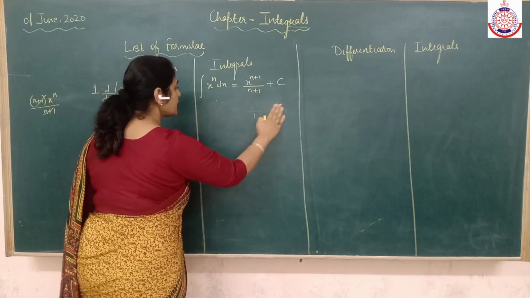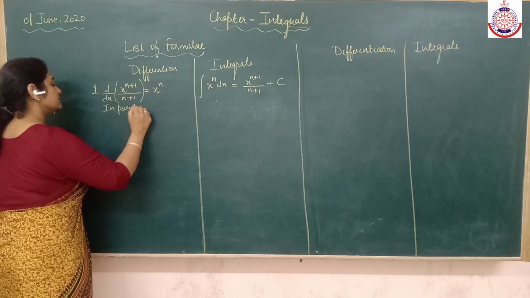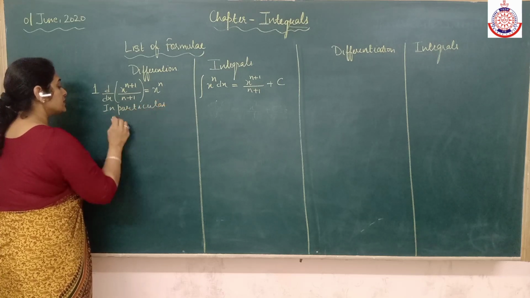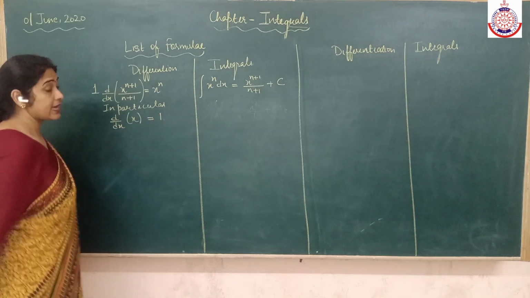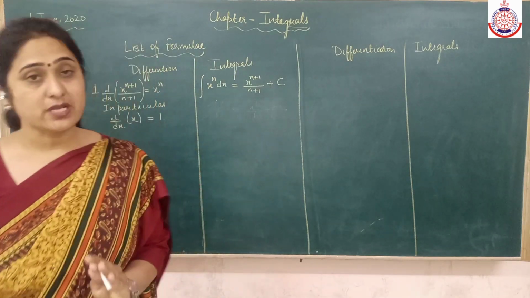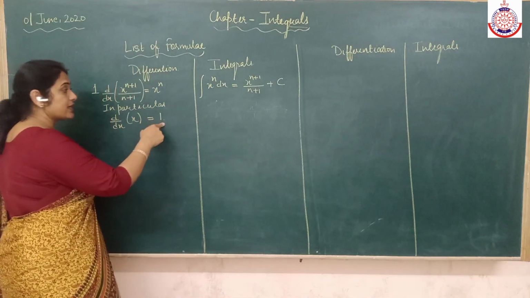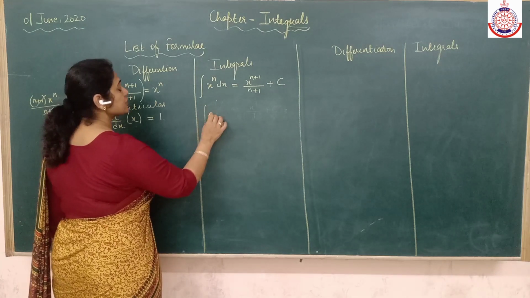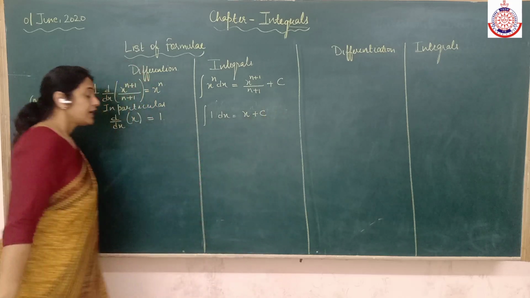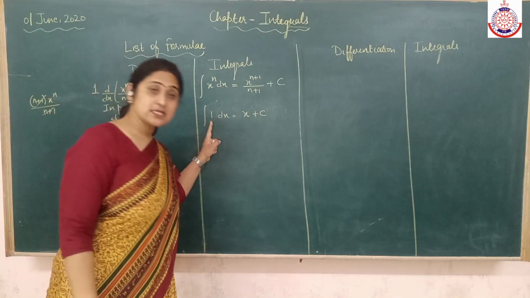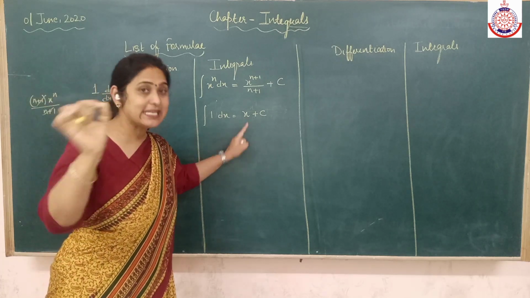Fine. In particular, differentiation of x. What is differentiation of x? 1. And I know you are all very clear about the formulas of differentiation, which is the base of integration. Differentiation of x is 1. That means integration of 1 is going to be x plus c. It means if I integrate a constant, the variable with respect to which we are integrating it comes.